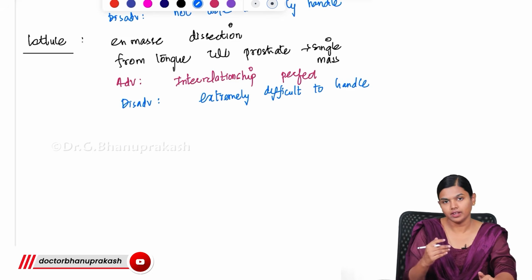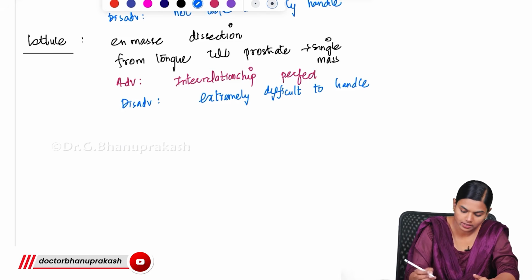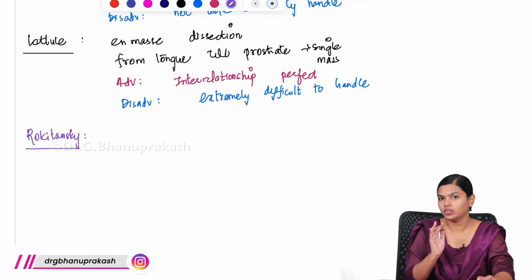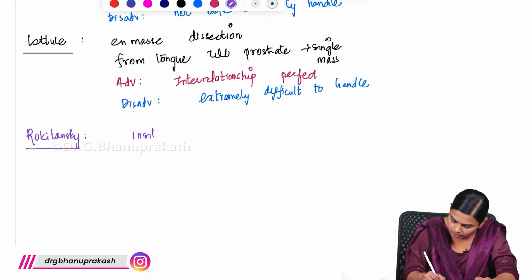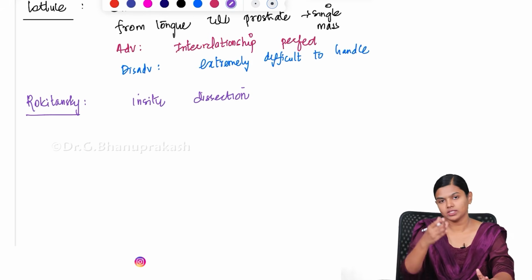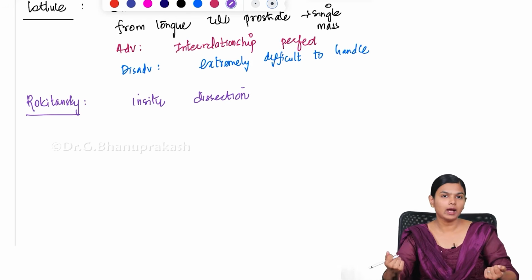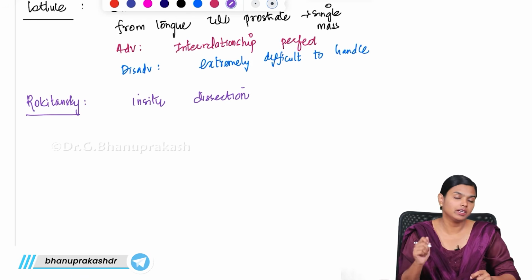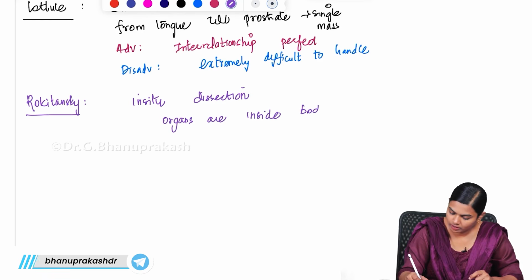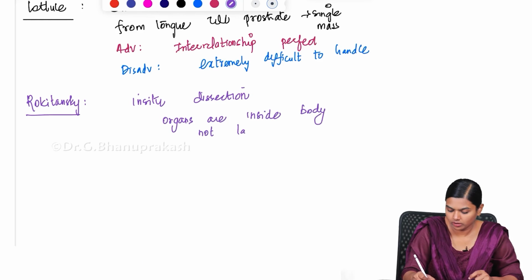And next technique, that is very important technique, frequently asked, that is your Rokitansky. So Rokitansky technique, what happens is that, here you will do in situ dissection. So here what will happen is that, you will not take the organ out. You will simply make an incision, you will open the flap and you will dissect every organ, keeping it inside the body. So organs are inside the body. You will not take them out.